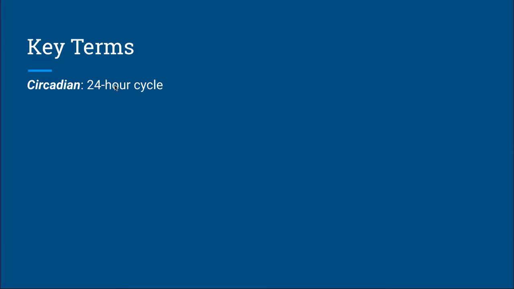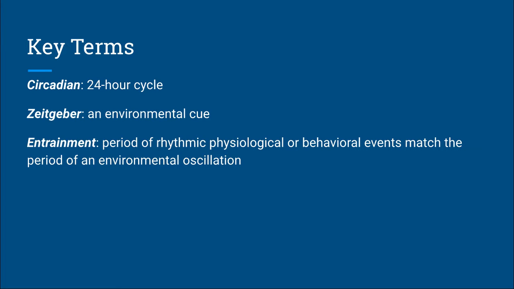So we come to the key terms. The first one is circadian. Circadian just means something recurring naturally on an approximately 24-hour cycle. Second one, Zeitgeber. It's just an environmental cue, like a change in light or temperature. Third, entrainment. It means the period of rhythmic physiological or behavioral events matches the period of an environmental oscillation.